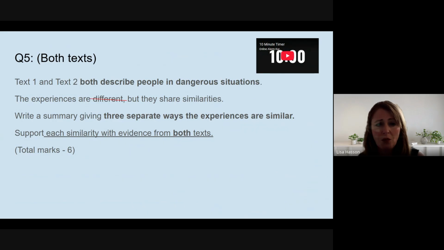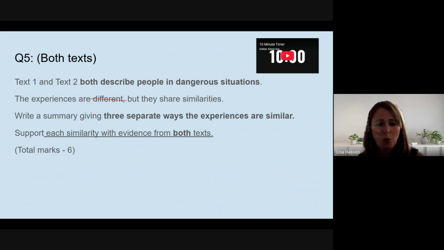We only want 3 separate ways that the experiences are similar. You get nothing for talking about differences. If you want to do that, save that for question 6, because you can definitely do that in question 6. But in question 5, we just want 3 separate similarities. So hopefully, as you were reading text 2 for the first time, you did start to notice the similarities between the 2 texts. And I would suggest you highlight or underline where you see that.